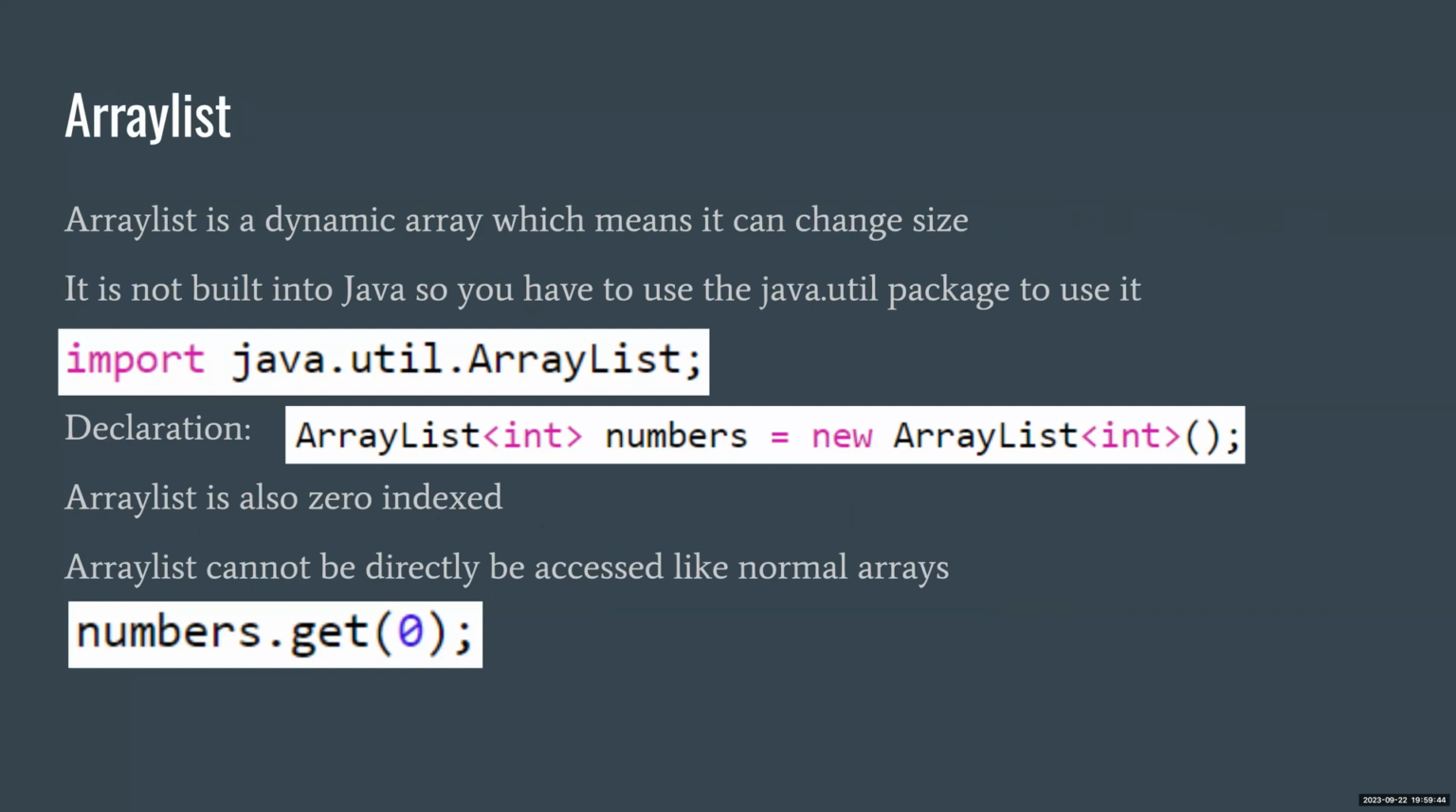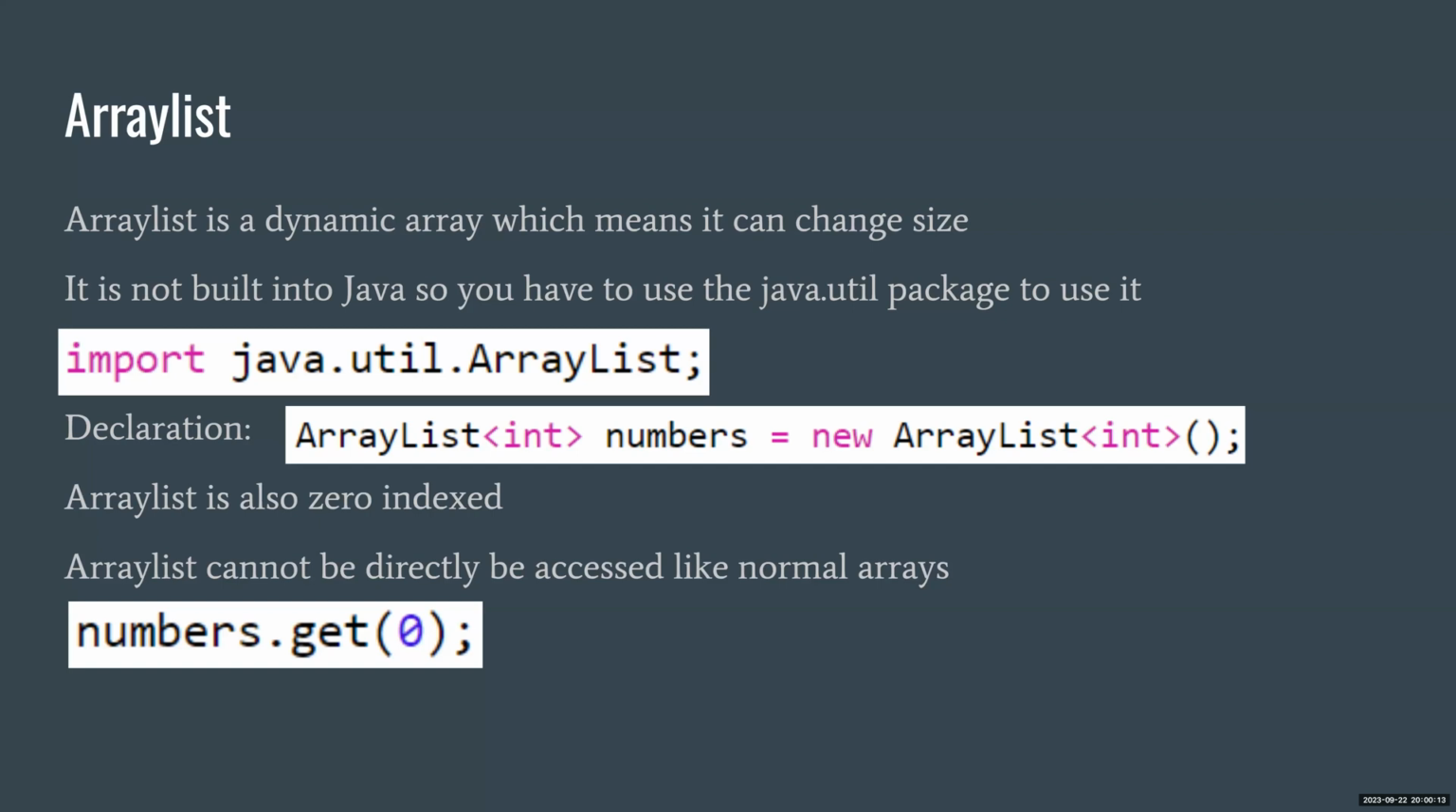But the array list is actually not naturally part of Java, kind of like how string is not one of the primitive data types, right? So you actually have to import the array list using the java.util package. You just type import java.util.ArrayList, and now you're allowed to use an array list. If you try to use an array list without importing it, you're going to have an error. Your compiler is not going to recognize it, right?